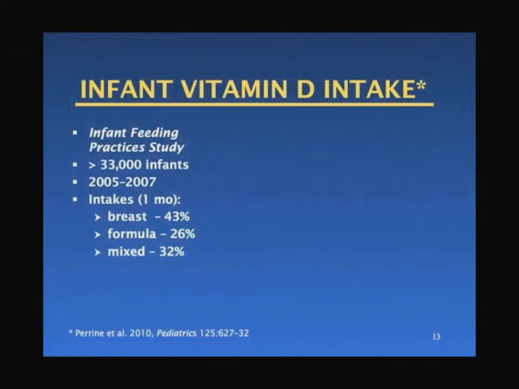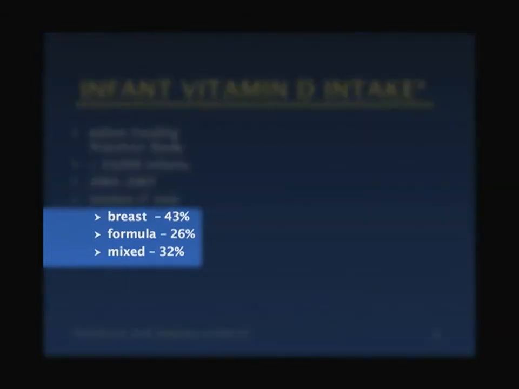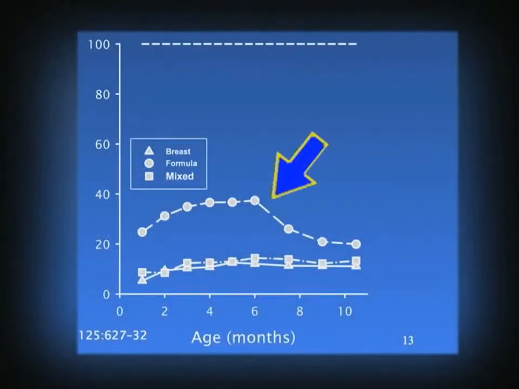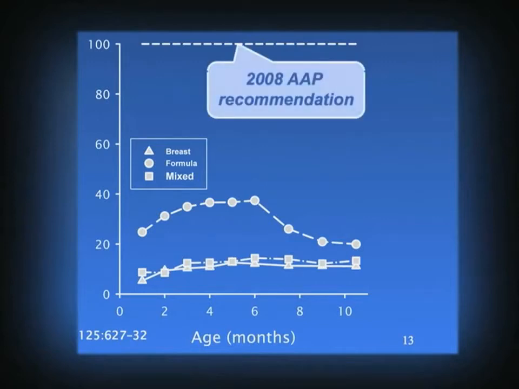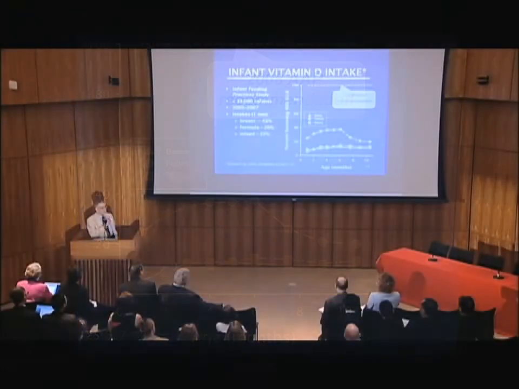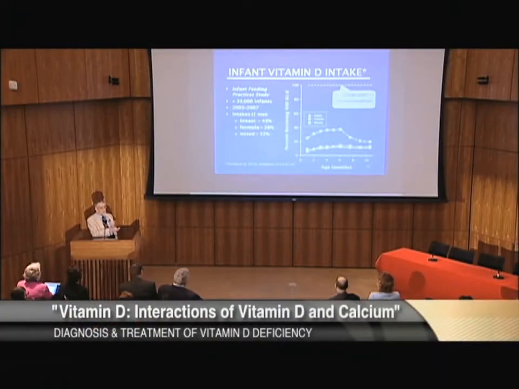Now, in this particular study, which was based on the Infant Feeding Practices Study, 43% were breastfed at least early on, 26% formula fed, 32% mixed. And here is the performance. Look at this. This is the formula fed babies. Here is the target, 100% receiving the AAP recommendation. The breastfed and the mixed fed are just way down in the basement, as you can see. It's just an absolutely horrible story. And as I say, published this month, the message is not getting out to the practitioner.